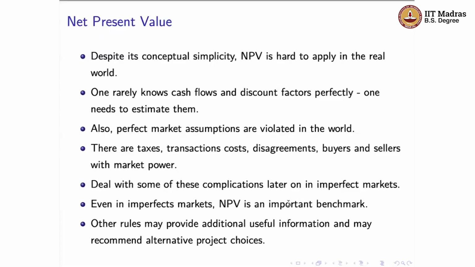But you'll see that even in imperfect markets, the NPV is going to be an important benchmark when thinking about how to decide whether to take up a project or not, right? But one difference is that you may have other rules that provide additional useful information that is not present in the NPV. And then you may also have other rules actually recommending alternative project choices, right?